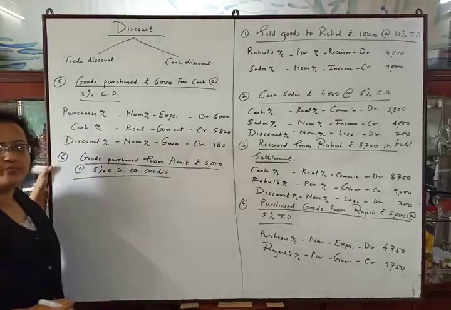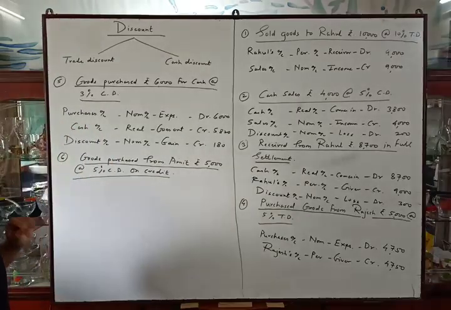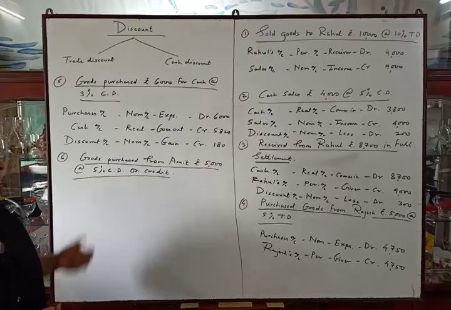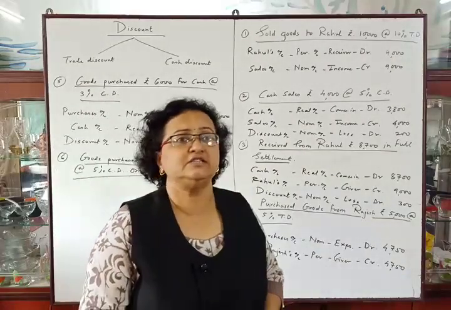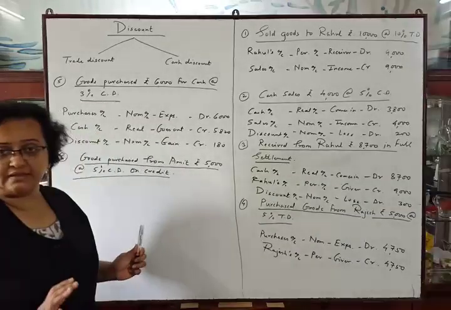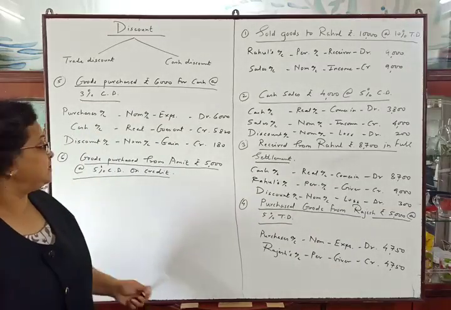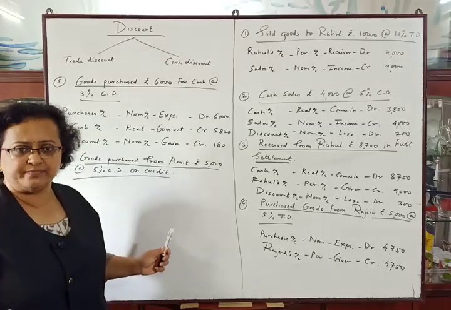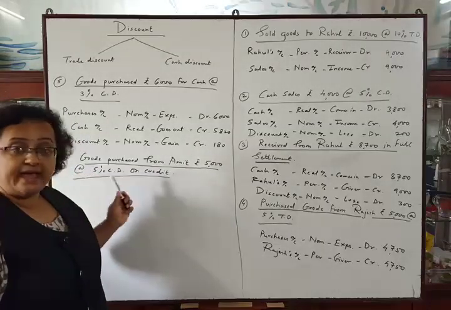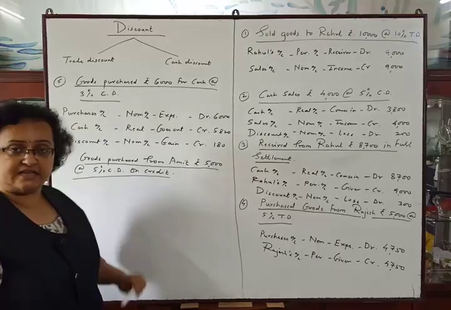See this entry now. Goods purchased from Amit rupees 5,000 at 5% cash discount on credit. We have purchased goods from Amit worth rupees 5,000. They have given on credit. This is a credit transaction. They have allowed us 5% cash discount.